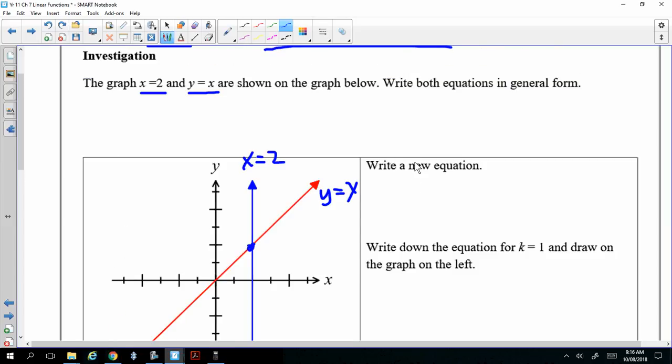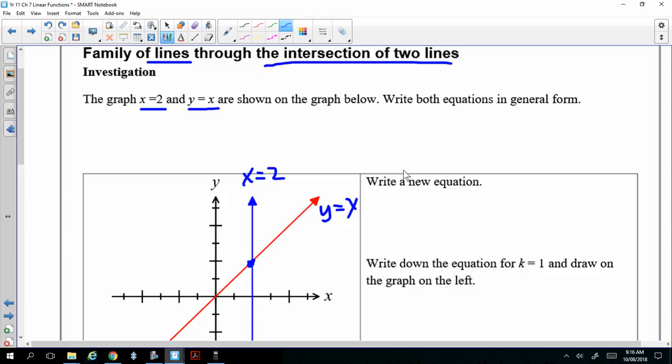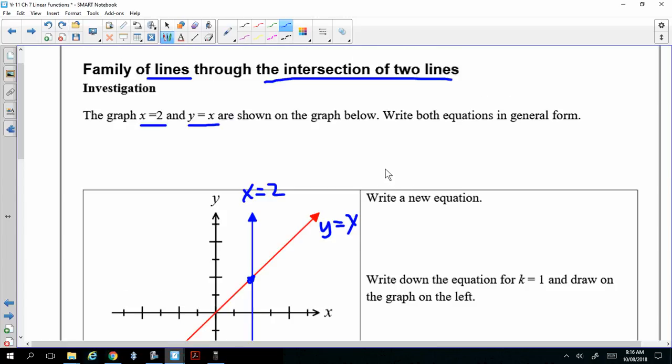Now, before we continue, we're going to write both equations in general form. Hopefully you know what it is. General form looks like ax + by + c = 0, where all terms are on the left side, there's no fraction, and the coefficient of x is positive. So what would x = 2 in general form be? Well done. It just doesn't have a y term, so it's in general form.